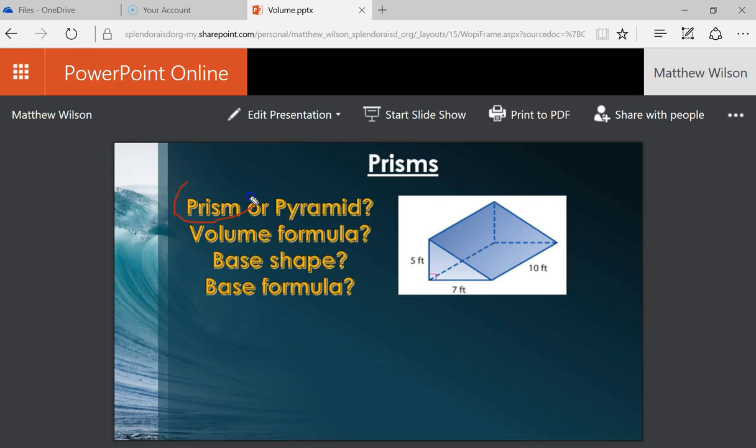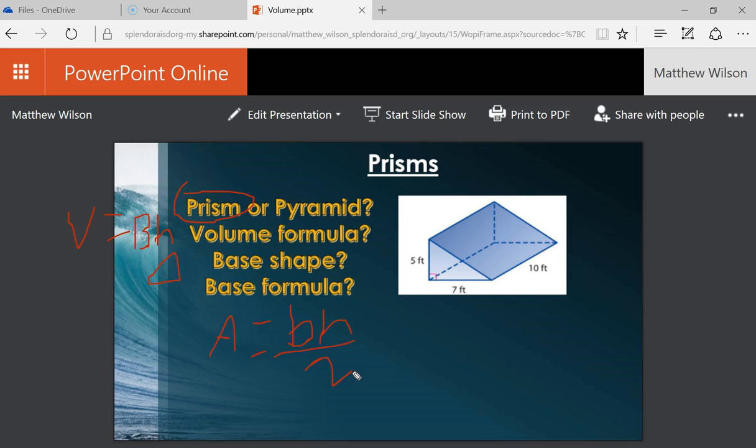So I know this is a prism. I know the volume formula for prisms is volume equals base times height. I know the shape of the base was a triangle, so draw a triangle. And I know how to find the area of a triangle. Area equals base times height divided by 2. Okay, so I was able to answer all 4 questions. That's all I needed to solve for the solution.